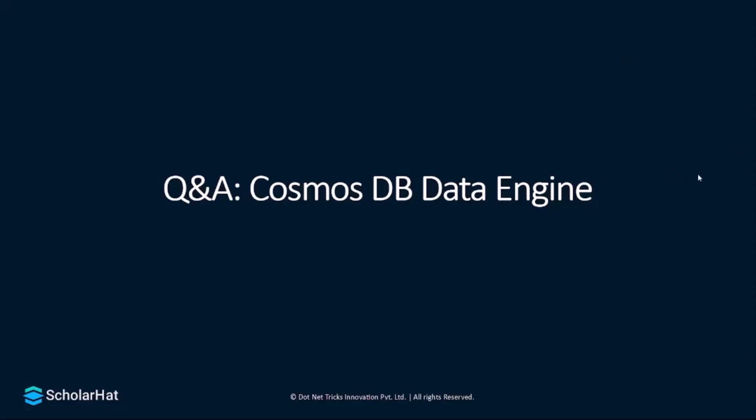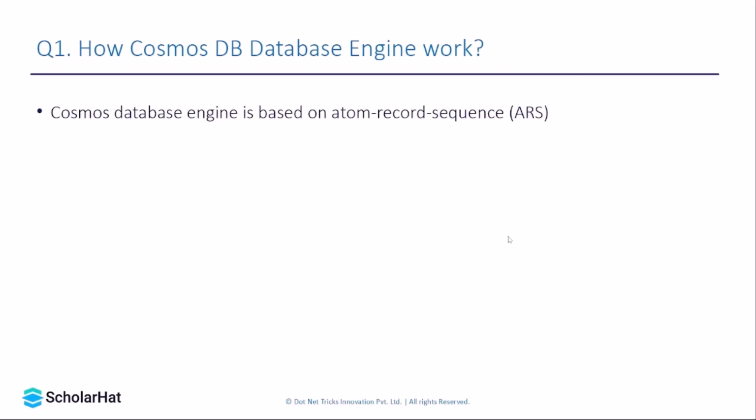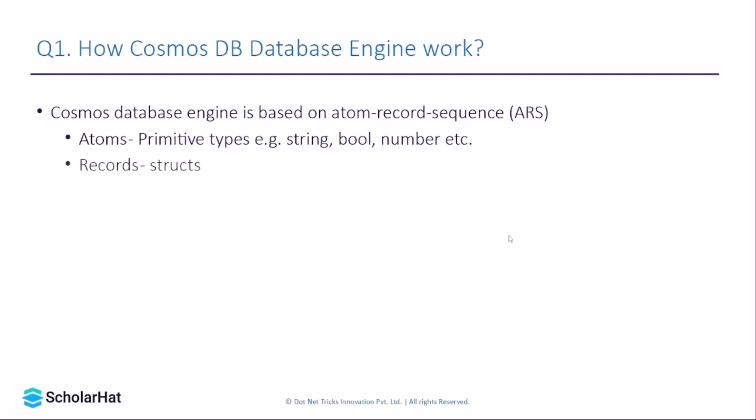Our next topic is the Cosmos DB Data Engine. So let's discuss what exactly the Cosmos DB Data Engine is and how it works internally. The first question that can be asked around this topic is how does the Cosmos DB Data Engine work. The Cosmos DB Data Engine is based on Atom Record Sequence, that is ARS. A stands for atoms, which consist of primitive types, for example string, bool, number, etc. R is records, which are basically structs, and S is sequences, which consist of arrays of atoms, records, or sequences.